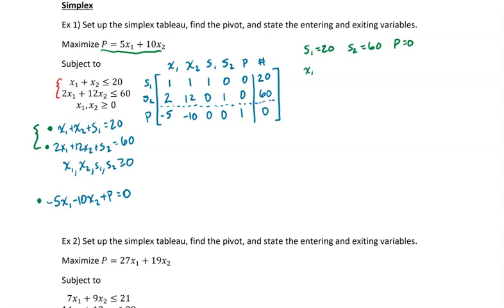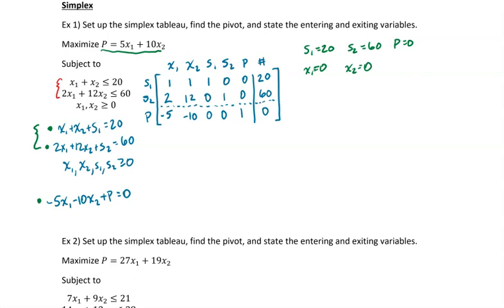But what about X1? What about X2? Well, since they're not on the left, those are non-basic variables. So remember when I said non-basic variables are 0? That means both X1 and X2 are automatically 0 currently. Only variables that are on the left actually have any kind of value.